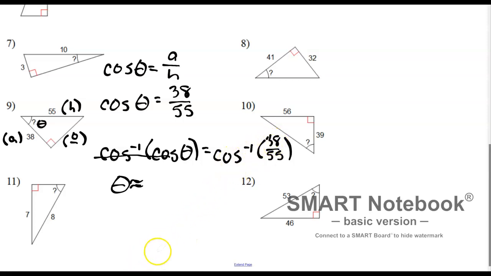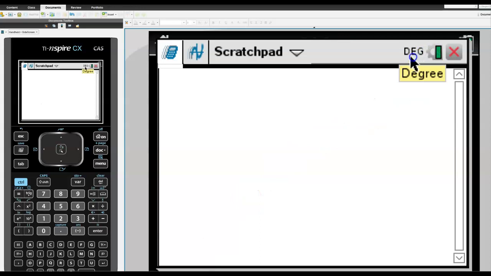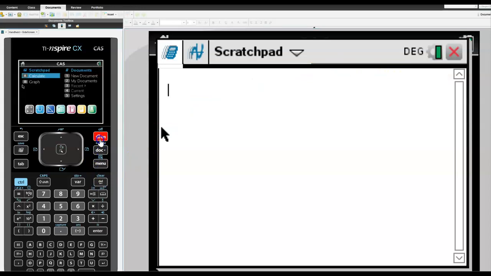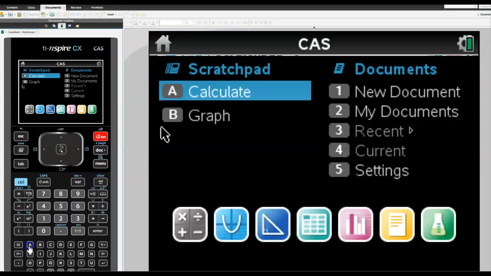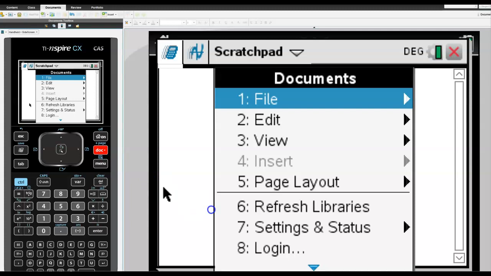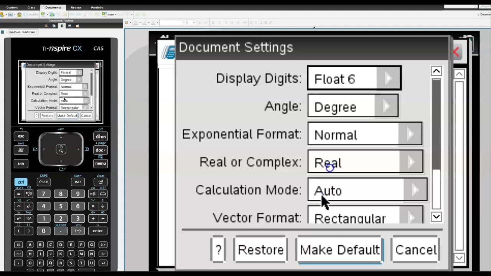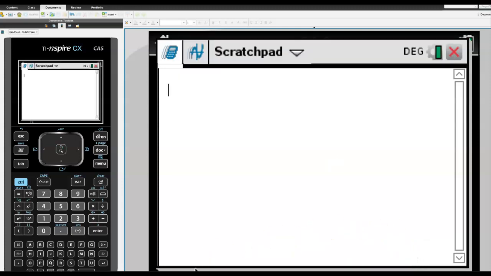Cosine inverse 38 over 55. Okay, now, real important, okay, you're not always in degree mode. Other people use your calculator, so let's take some notes on these steps, okay? You want to go to a scratch pad, okay? You want to press document 2, second step, hit 7, third step, and then number 2 is the fourth step, and the fifth step will be here. Okay, we have degree, so we'll leave it like that. We can cancel.